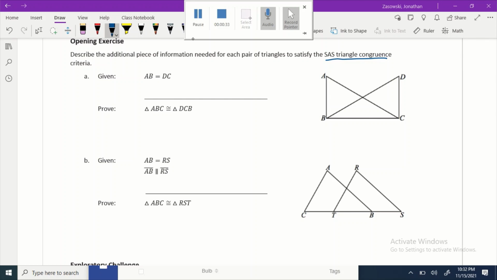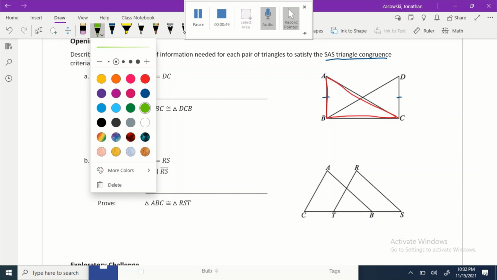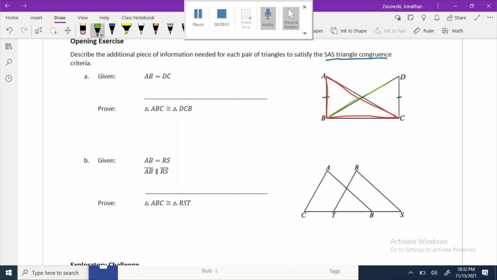All right, so for this one, we already knew that these two sides were equal. And keep in mind, we always want to identify the two triangles. Here we're talking about triangle ABC, so that's this triangle right here, okay? And the other triangle, we'll do green here, is this triangle, which is DCB, so this triangle in green. Okay, so we do already know that these two sides are equal, right? So what else can we show? We can show that BC is congruent to BC.